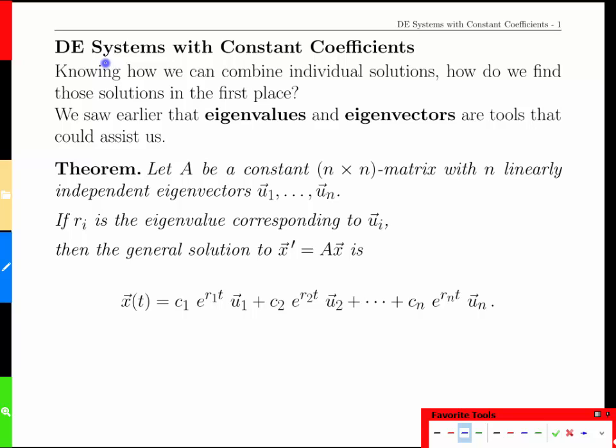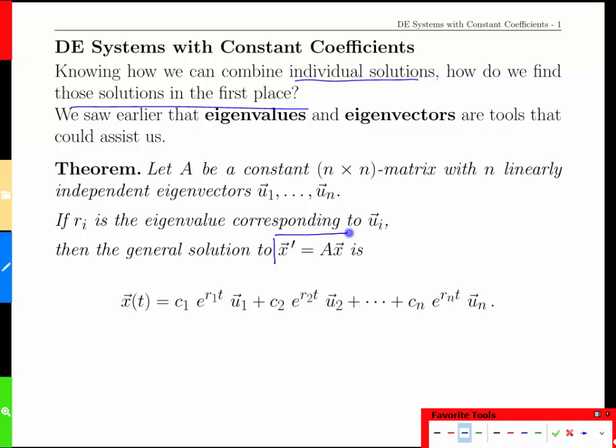We now come to the solving part of our analysis of differential equation systems. We know that if we had a set of individual solutions, we could combine them with linear combination. The question is, how do we know what those solutions are in the first place? Well, we saw earlier that the ideas of eigenvalues and eigenvectors would be relevant because the equations we get match those linear algebra ideas. And here is the upshot of that.